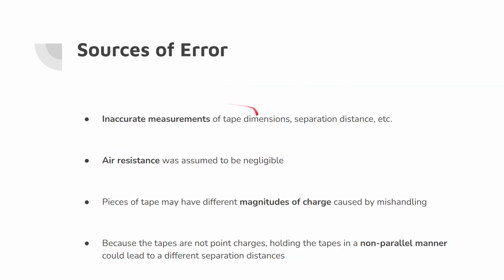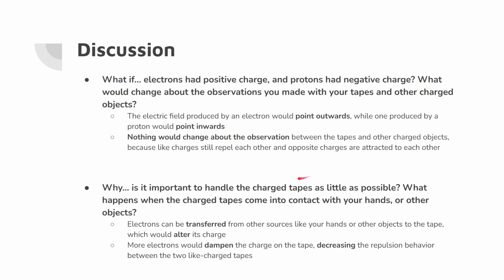Sources of error: we got inaccurate measurements, air resistance, and magnitudes of charges could be different due to mishandling. The tapes are not actually point charges, so holding them non-parallelly, which may be a word, could lead to different separation distances. So discussion here, right? What if electrons had positive charge and protons had negative charge? What would that change about our observations and just in general?